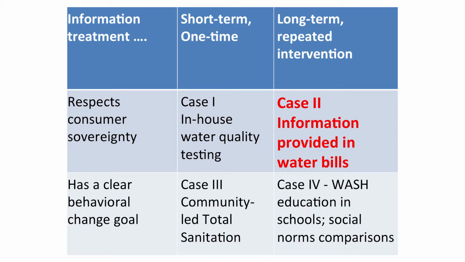Case 2 in the northeast cell of the table is a class of information treatment that provides objective information to households on an ongoing, regular basis, and consumer sovereignty is again respected. However, in this case, the underlying assumption may be that households need to be reminded of this information periodically. Otherwise, the household will likely forget or not be able to recall the relevant information. Alternatively, the information may vary over time. The household needs to be provided with periodic updates.